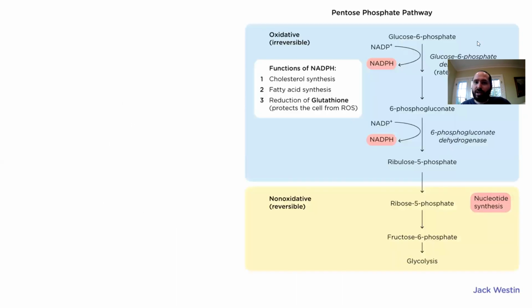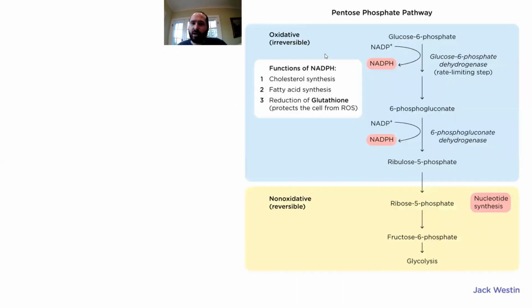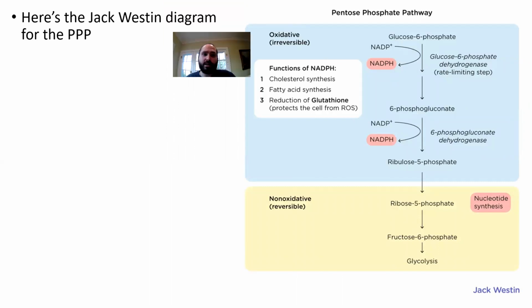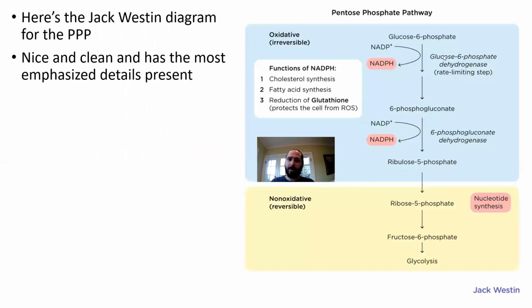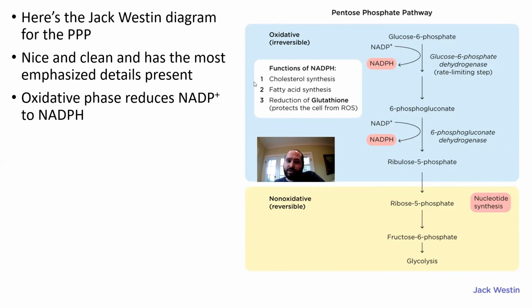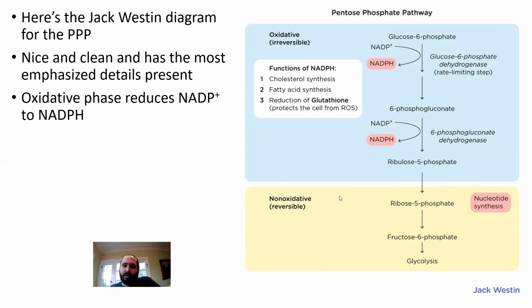All right, so here's a diagram from Jack Weston on the pentose phosphate pathway. I like this diagram because it is very nice and clean. It has most emphasized details present. So we have a very bare bones skeleton diagram for the pentose phosphate pathway here. And this includes all of the most high yield things that you could be tested on, at least in my opinion. So we can see that there's the oxidative phase and the non-oxidative phase.